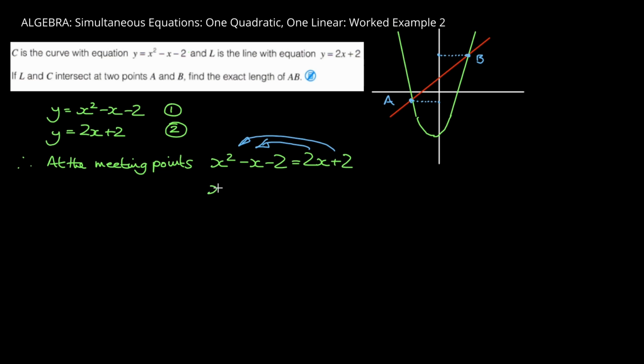So I get x squared. We started off with negative x here. It's joined by the 2x, which now turns negative. So this is negative 3x. We started off with negative 2, joined by a positive 2, which has now turned negative. So this is negative 4, and that is equal to 0.